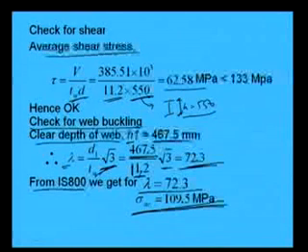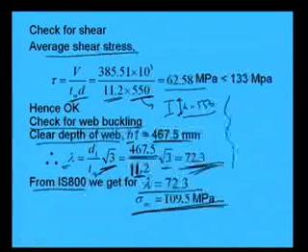So please correct it: lambda is equal to d1 by tw into root 3, that will be 467.5 by 11.2. So that will become 72.5. However, the in-between calculation may have some mistakes, so please check on your own. I am just going through the process through which you can do it on your own also.